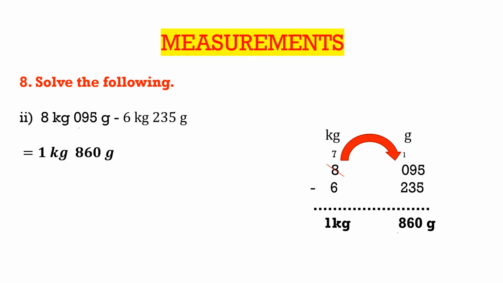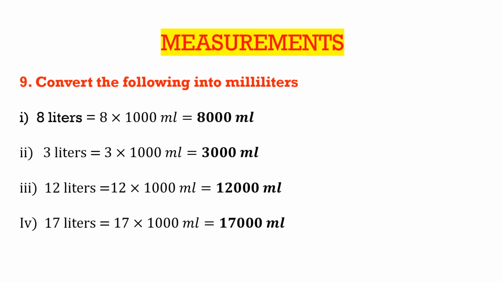Now move to question number 9. Now we have to solve question number 9. Question number 9 is convert the following into milliliters. First bit is 8 liter. We have to convert 8 liter into milliliter. We know 1 liter is 1000 ml. So multiply 8 with 1000 ml. We get 8000 milliliter. So 8 liter equal to 8000 milliliter.